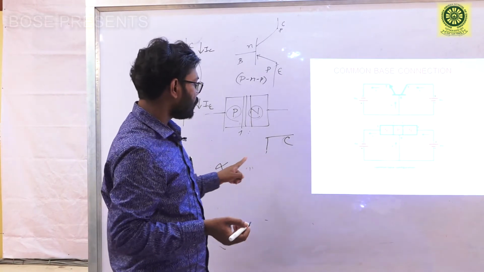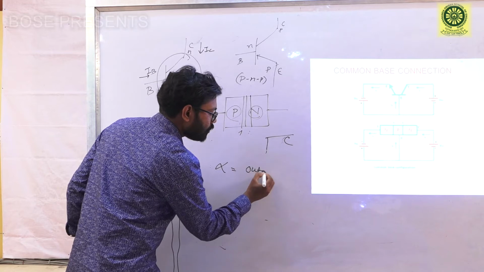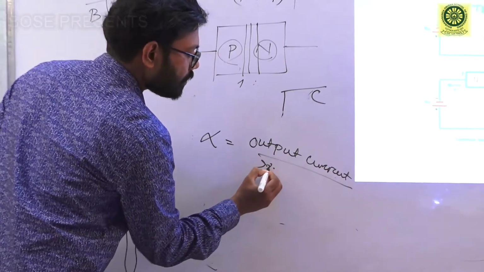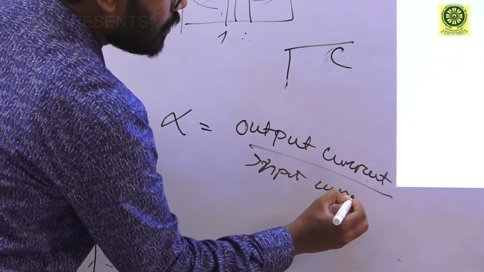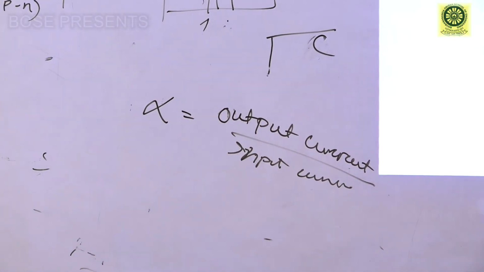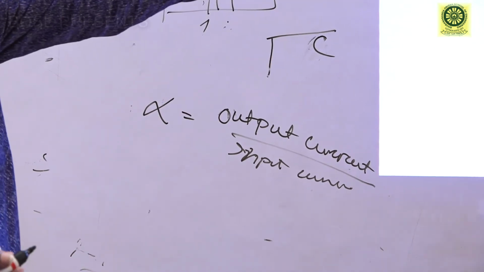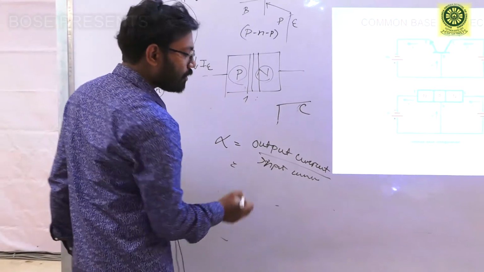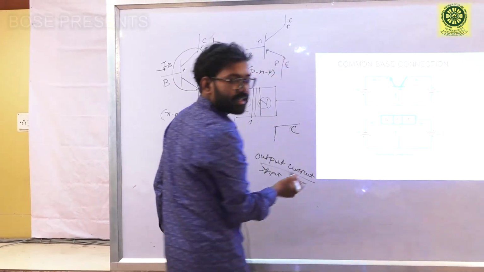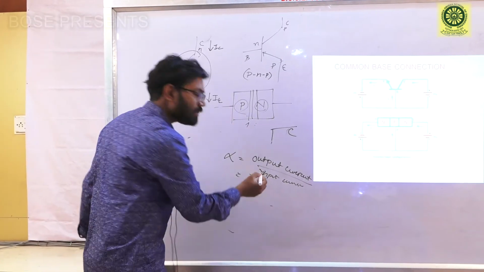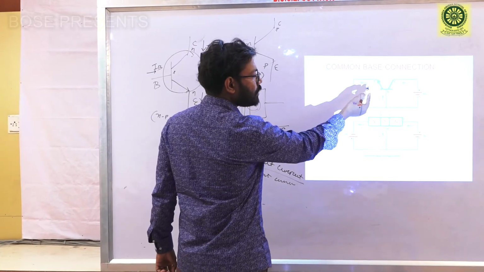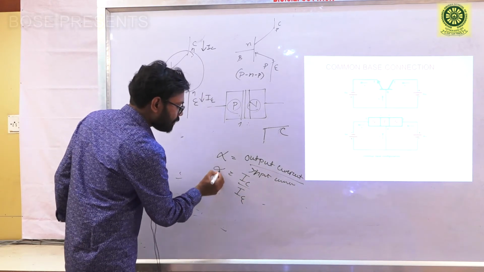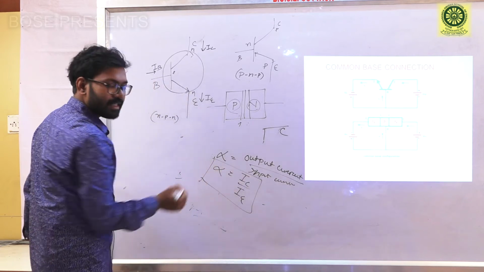So alpha is the output current over the input current. We are taking the ratio of output current and input current. Considering this figure, in the case of common base configuration, what is the output current? The output current is IC. And what is the input current? That is IE. So we can say that alpha is IC by IE.